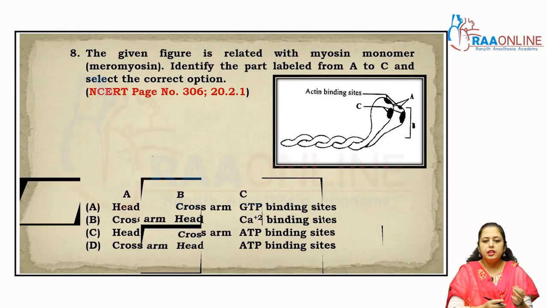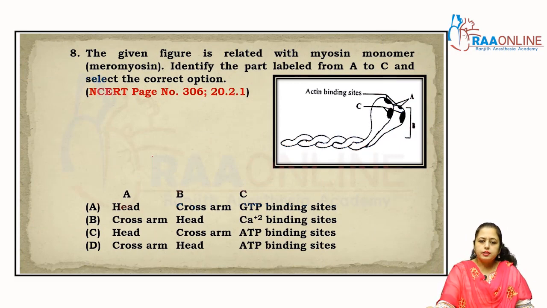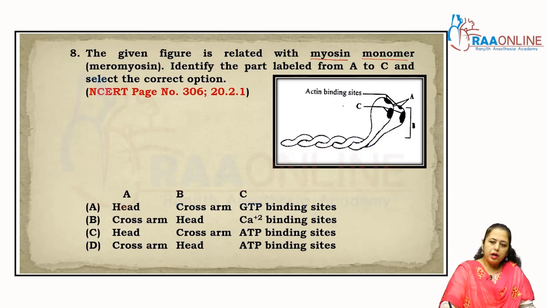Now the next one, the 8th question. The given figure is related with the myosin monomer. That is the diagram of the myosin monomer, which is called meromyosin. What is asked in that question is to identify the parts labeled A to C.